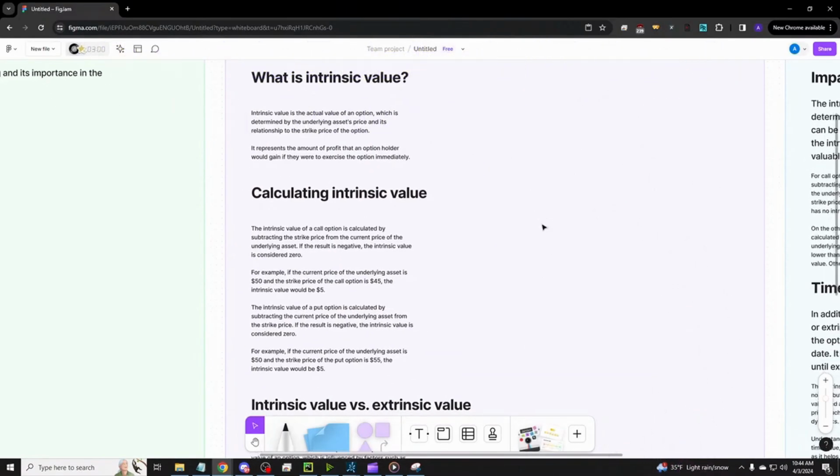All right. So we'll just talk about what is intrinsic value for those that don't know, because it's simple. And then calculating the intrinsic value, yeah, we can do that. Easy. And then we'll apply it to the charts.